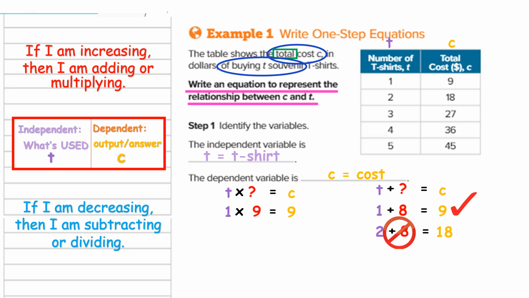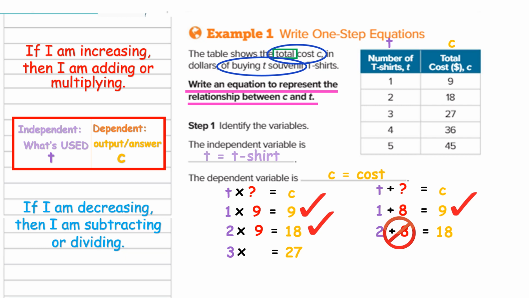1 times 9 is equal to 9. Then I try it with the next number. So my next t is a 2, and I take 2 times, the constant has to stay, 2 times 9, does that give me 18? It does. That works. So just like in science, when I'm doing an experiment, I like to check it at least 3 times with the numbers that I'm given.